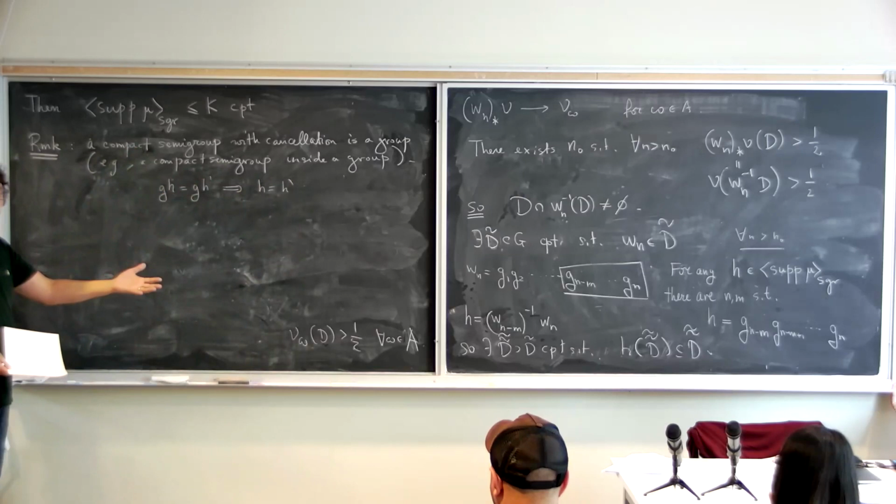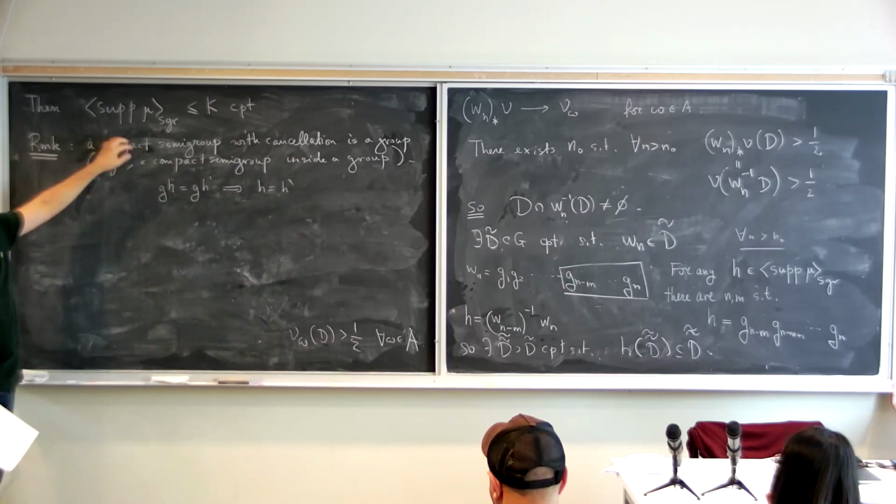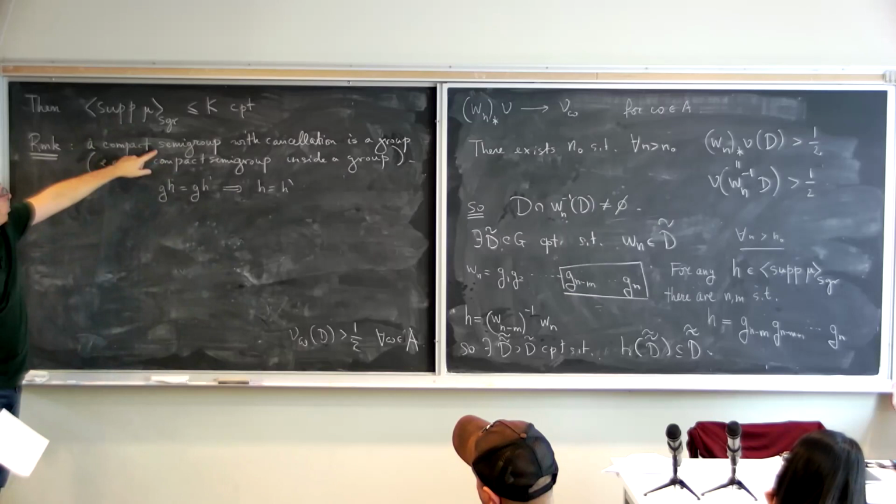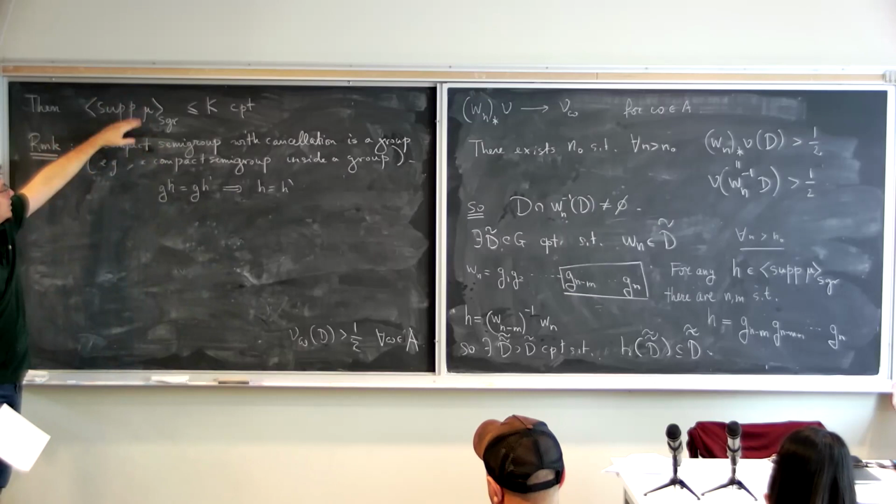Fact: a finite semigroup inside a group is a group, this exercise. And if you replace finite with compact, this is still true. So yeah, this allows us to replace the semigroup with the group. So this would be a compact semigroup, but it's inside the group, so it's a group too.